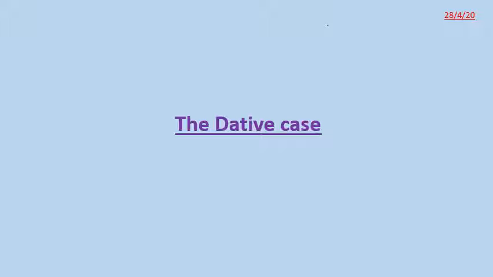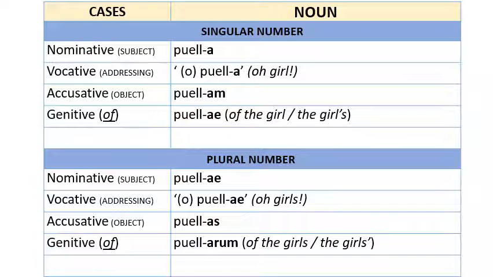Hello everyone. Today we will be talking about the dative case of nouns. We have already seen four other cases, the nominative, vocative, accusative, and genitive. And I would like to remind you that the cases are essentially different spellings of a noun according to the role that that noun has in a sentence.